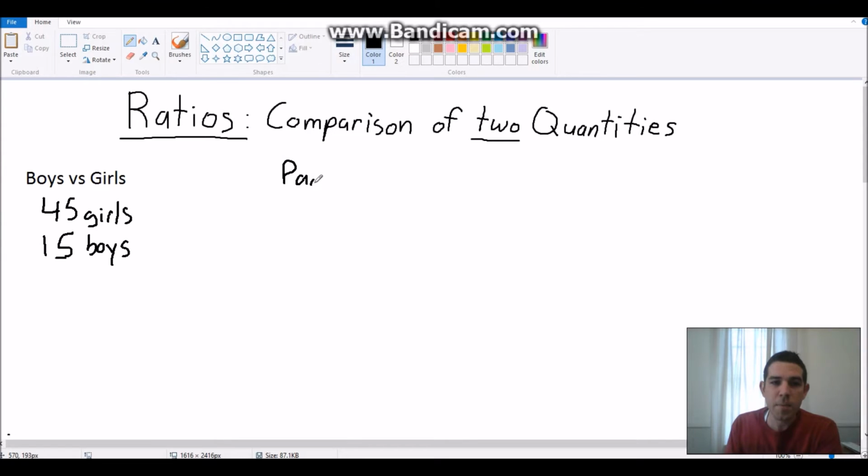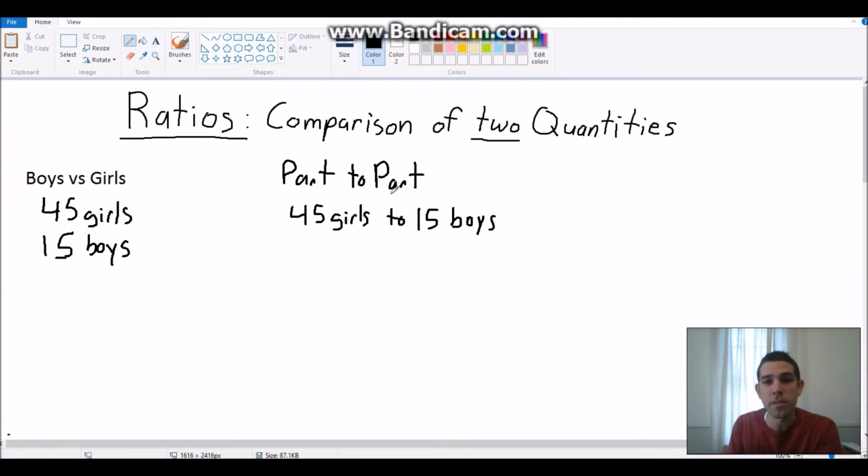We can write this as a part to part, meaning the two parts that make up a whole amount. We would say 45 girls to 15 boys. Part to part meaning they're equal parts. Girls and boys are each a part of the students.